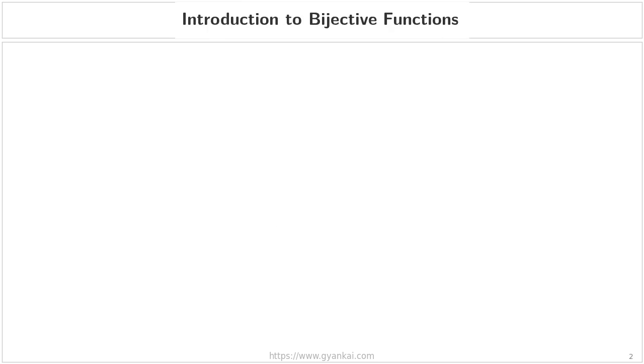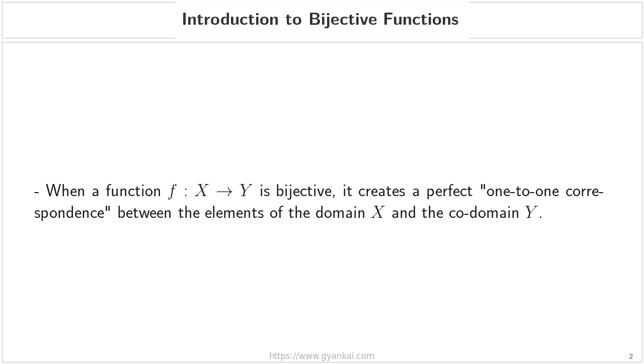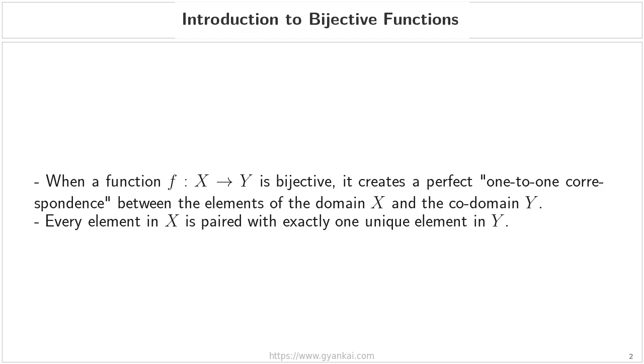Introduction to bijective functions. Now that we have established the basic definition, let's dive deeper into what a bijective function actually represents. When we have a function f, mapping from set x to set y, and we determine that it is bijective, it creates what we call a perfect, one-to-one correspondence between the elements of the domain x and the codomain y. To understand this correspondence, think of it as a perfect pairing. First, it means that every single element in the domain x is paired with exactly one unique element in the codomain y. This ensures that no two different inputs lead to the same output.